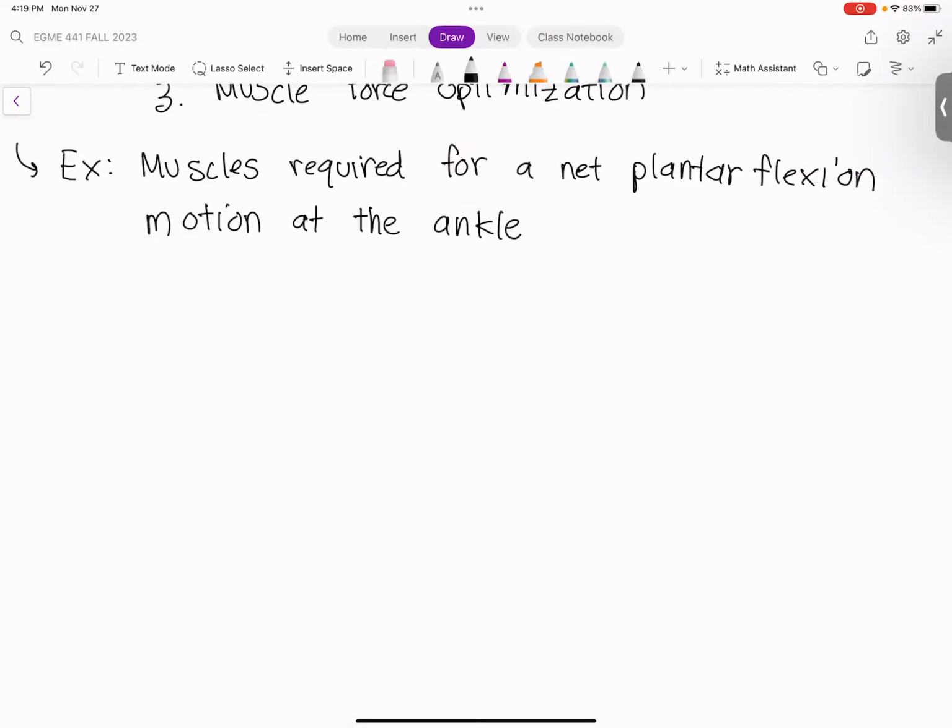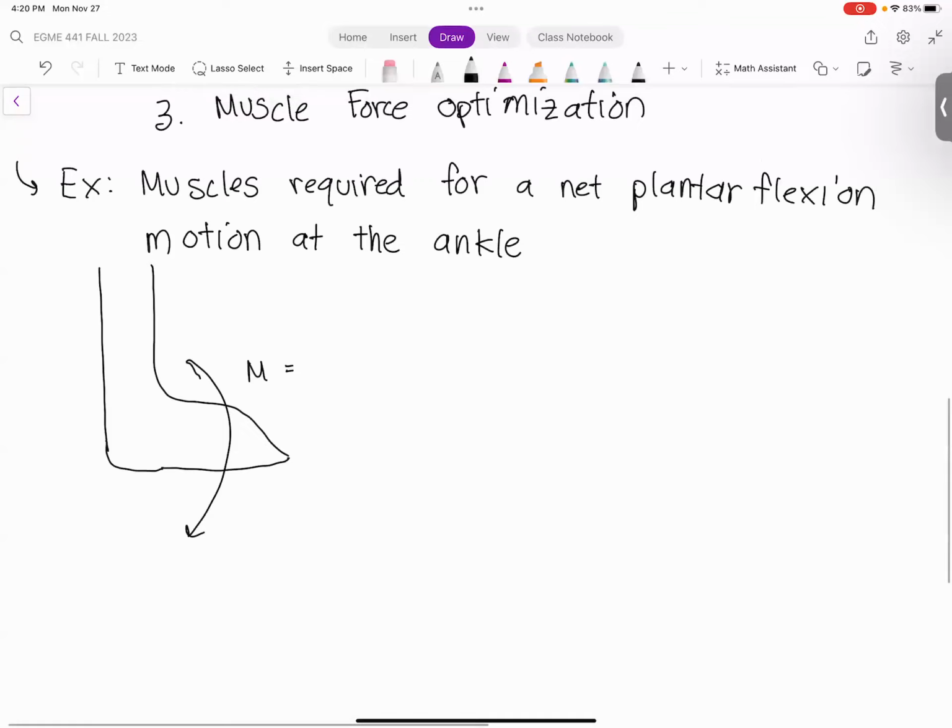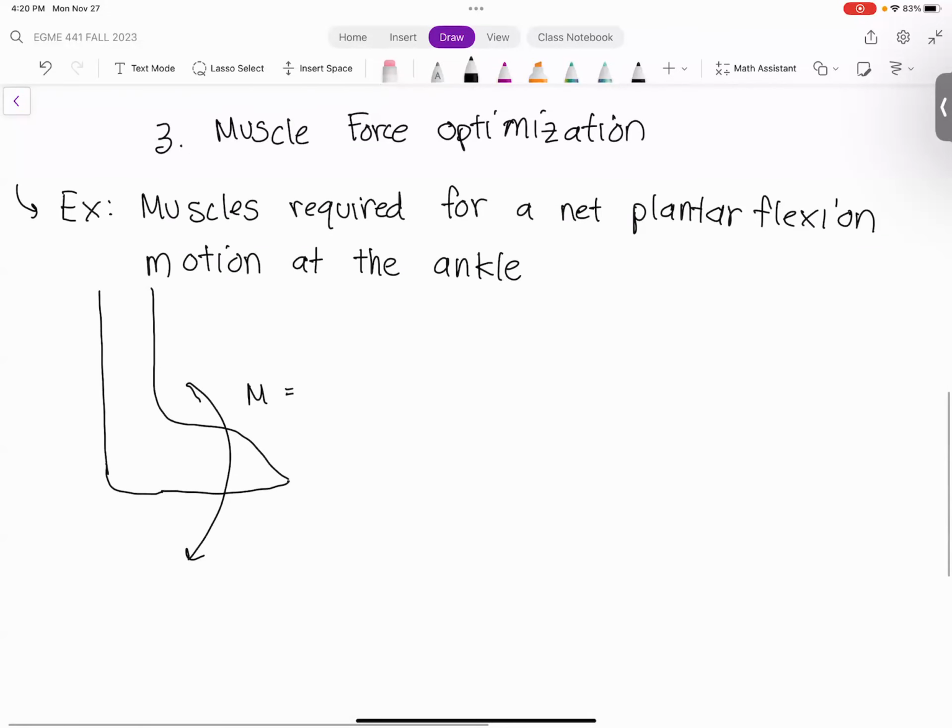Remember, a plantar flexion moment is basically the moment that drives your foot into the ground, okay? And so let's say that we have your foot here. A net plantar flexion moment is going to go in that direction. Let's say that the net moment at the ankle joint that we obtained from our inverse dynamics analysis is 100 Newton meters.